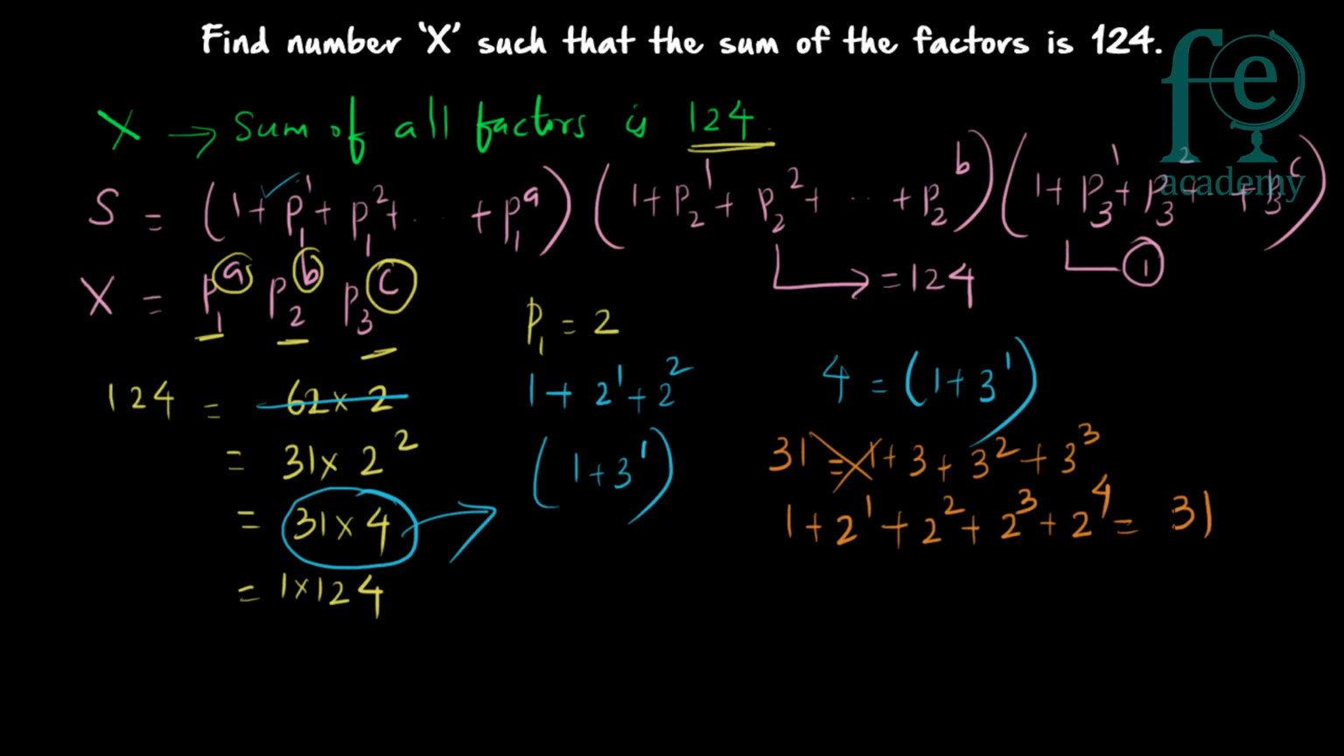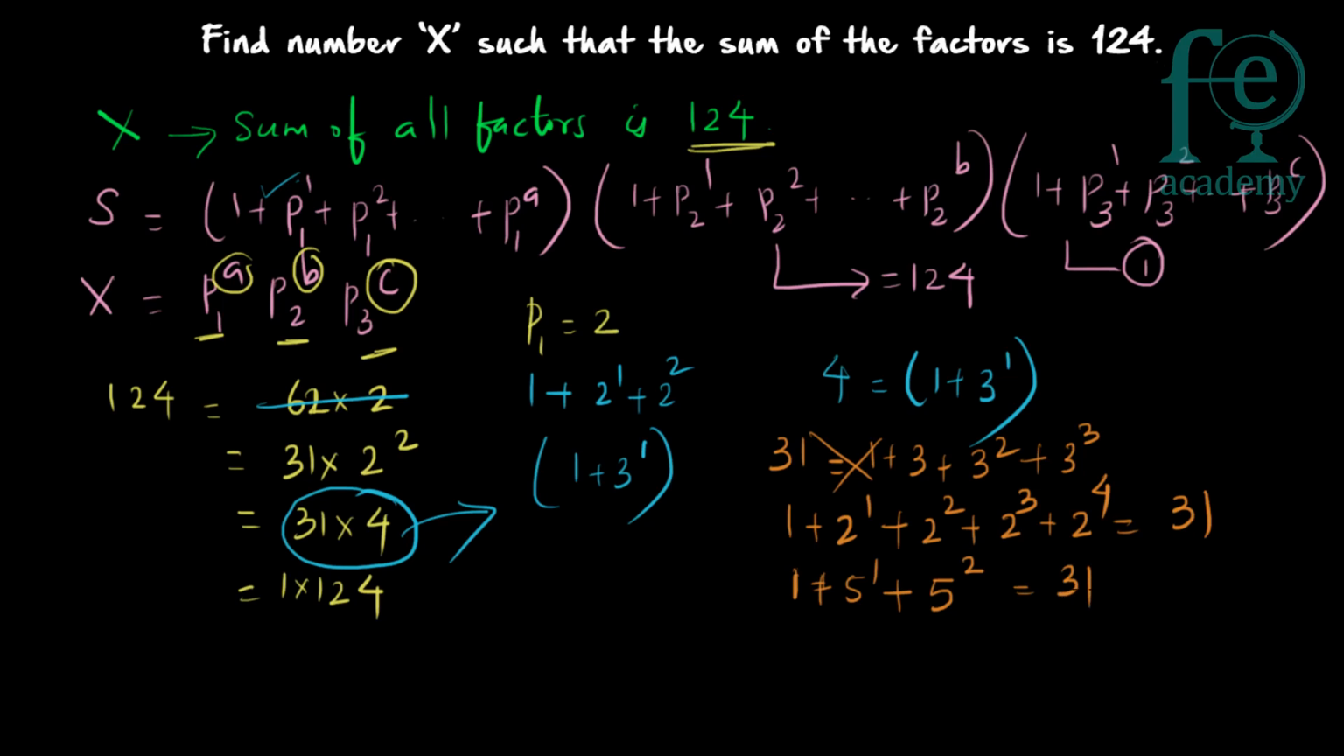Now let's try the next prime number, 5. So 5 means 1 plus 5 raised to 1. So 5 plus 1 is equal to 6. 6 plus 5 square is the next term. 6 plus 25 is equal to 31. So there are two ways of expressing 31.